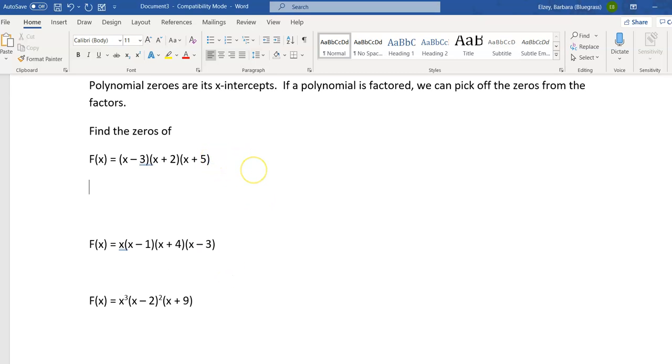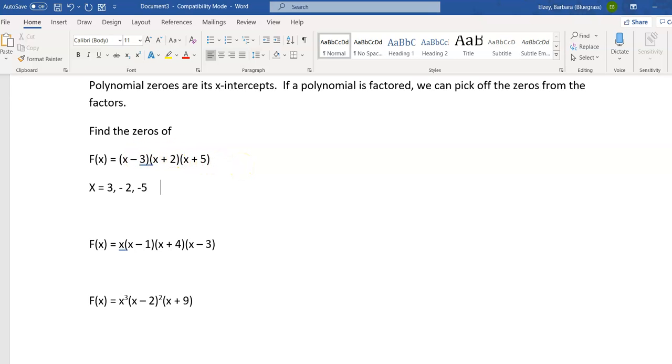All right, so to pick off the x-intercepts, they're always the opposite of the number that's listed in our factor. So here we have a minus 3, the x-intercept is 3. Here we have a plus 2, the x-intercept is negative 2. And then here we have a plus 5, the x-intercept is negative 5. So notice it's the opposite of what's listed in the factor.